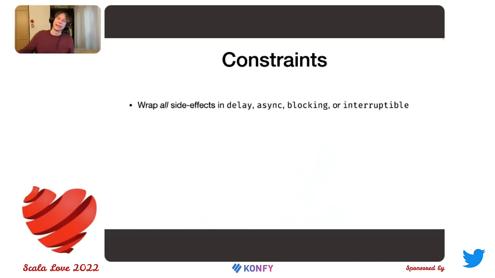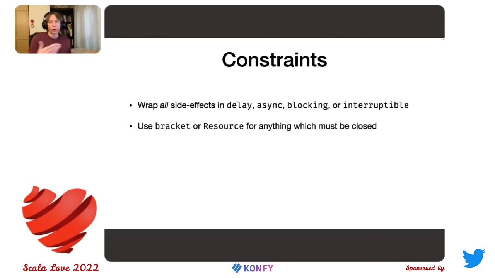So rule number one, take every single side effect, anything that affects things like a network call, or a file system, or anything like that, and wrap all of them in delay, async, blocking, or interruptible, whatever the most appropriate one is. And there is a specific appropriate one for every single one of these cases. Thing number two, use bracket or resource for anything that can be closed. This is what gives you your resource management. If you follow this rule, this is what gives you the composability of your resources.